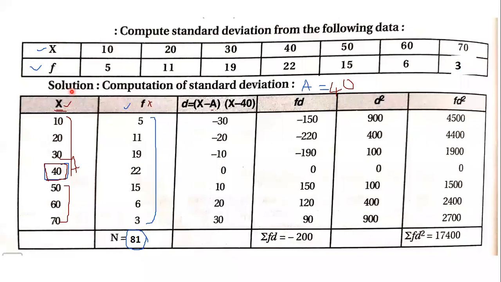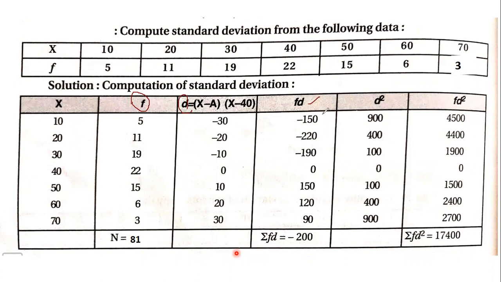What have we done? We have just subtracted A from x, so that is x minus A, the assumed mean. Once you find the deviations, multiply this d into f. Whatever frequency we have here, please multiply d into f. When you multiply d into f, you will find fd. This fd value is required to calculate the standard deviation. So let's multiply these two values, and once you multiply, you get all these values here.